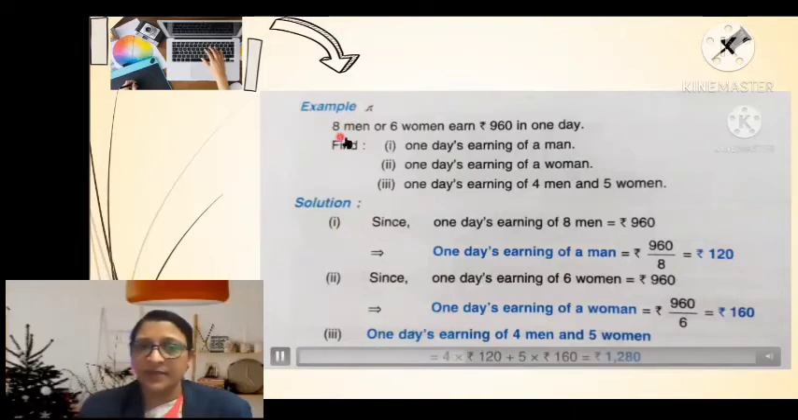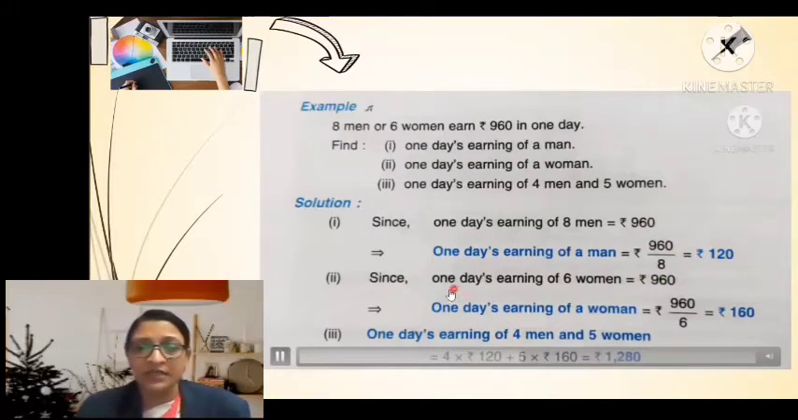Let us take another example. 8 men or 6 women earn rupees 960 in one day. Find 1 day's earning of 1 man, 1 day's earning of a woman, 1 day's earning of 4 men and 5 women. Let us turn to the solution. Since here 1 day's earning of 8 men is equal to rupees 960, 1 day's earning of a single man is equal to 960 upon 8. On doing the calculation, we will get rupees 120.